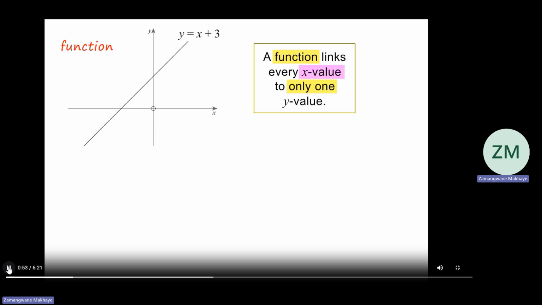They often refer to the x values as the input values or the domain. And the y values are called the output values or the range. So a function links each element in the domain to only one element in the range.